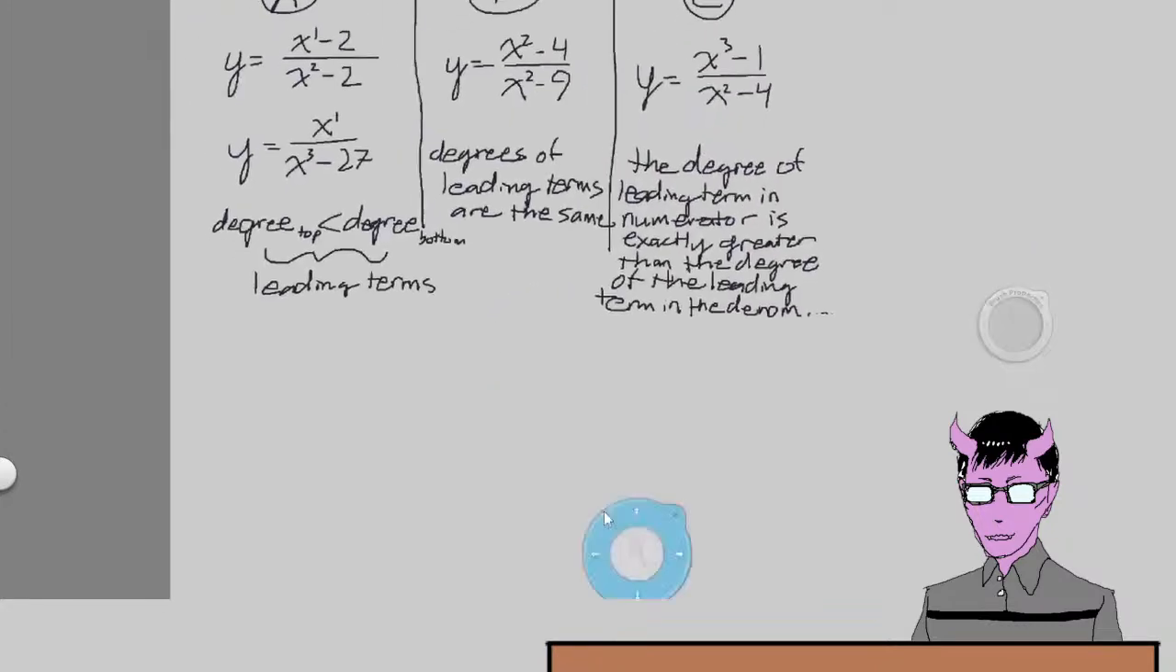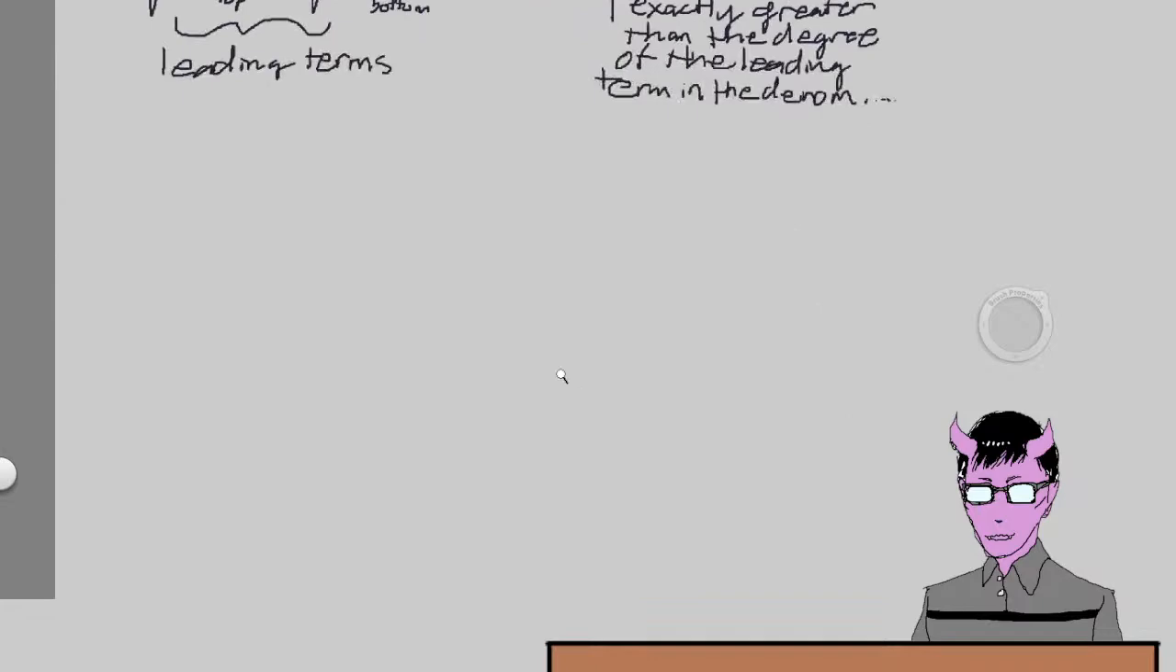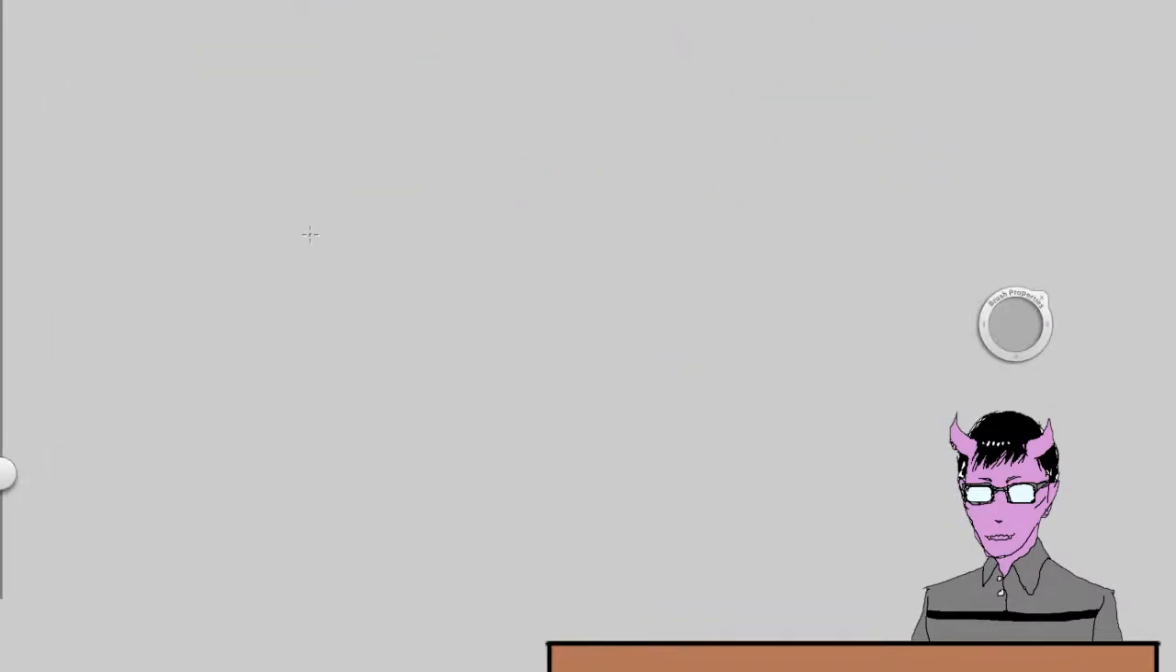So let's do a slightly more complicated example of a type of situation A. Something like, I'll just write it down. Suppose we have f of x, and that is equal to 1 over (x plus 2) times (x minus 2).